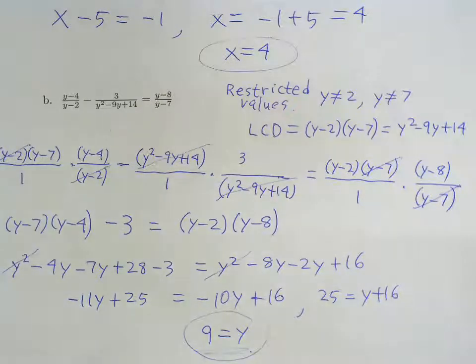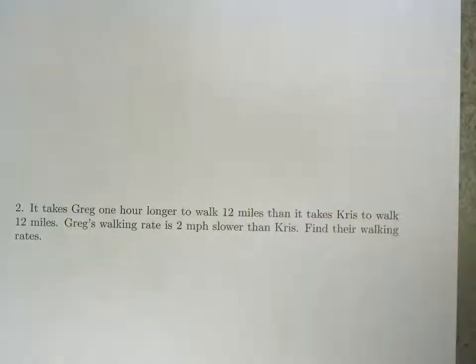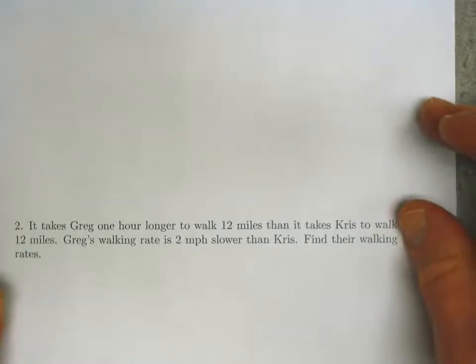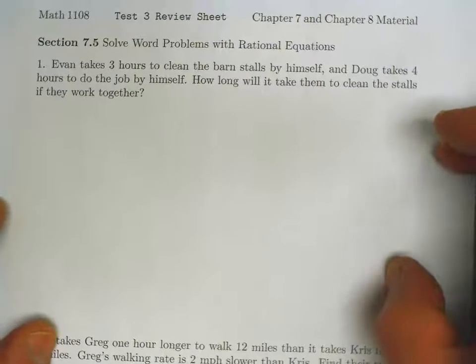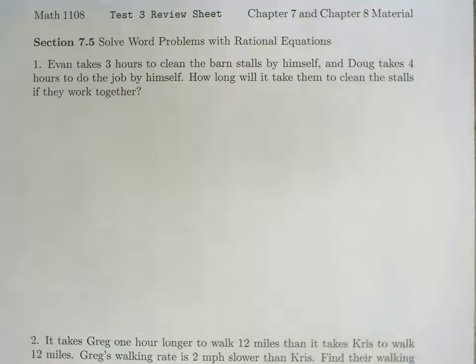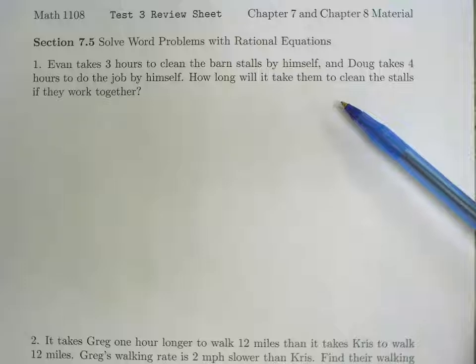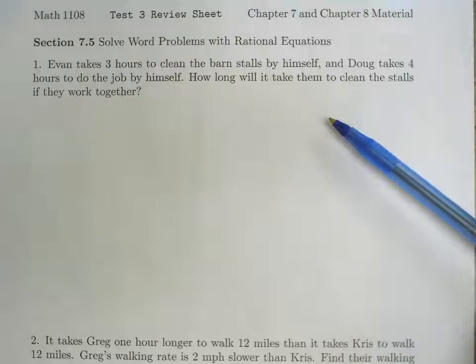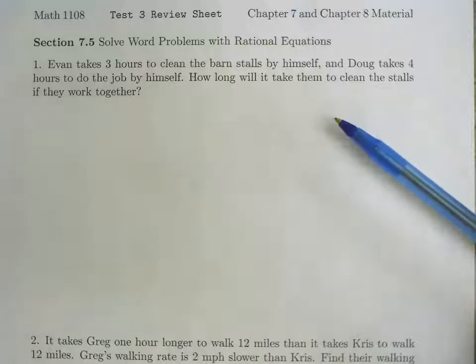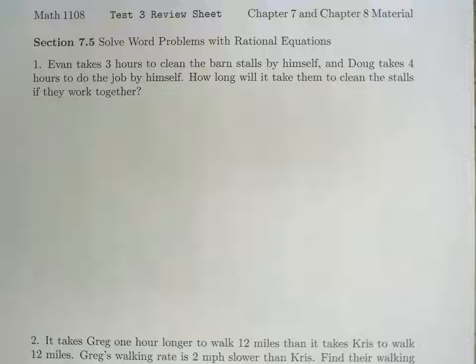Okay, let's move on then to section 7.5 with a couple of word problems. Hey, this one, Evan takes 3 hours to clean the barn stalls by himself, and Doug takes 4 hours to do the job by himself. How long would it take them to clean the stalls if they work together? Okay, this is what we call a work problem, so equations have the form rate times time equals 1.